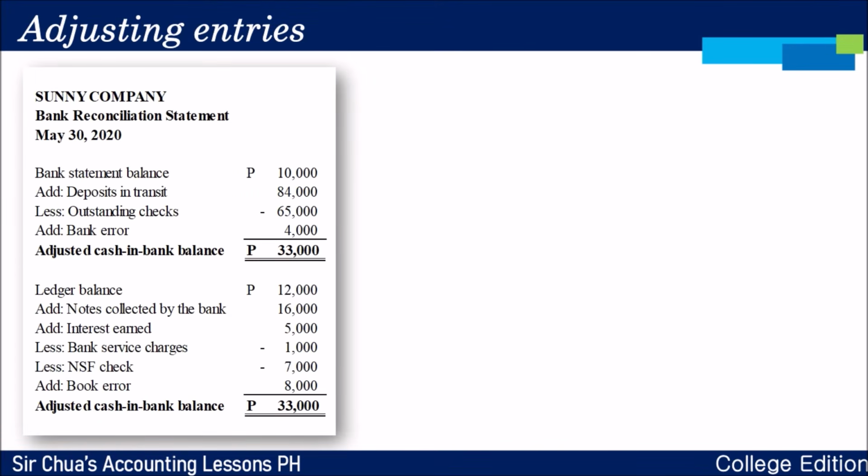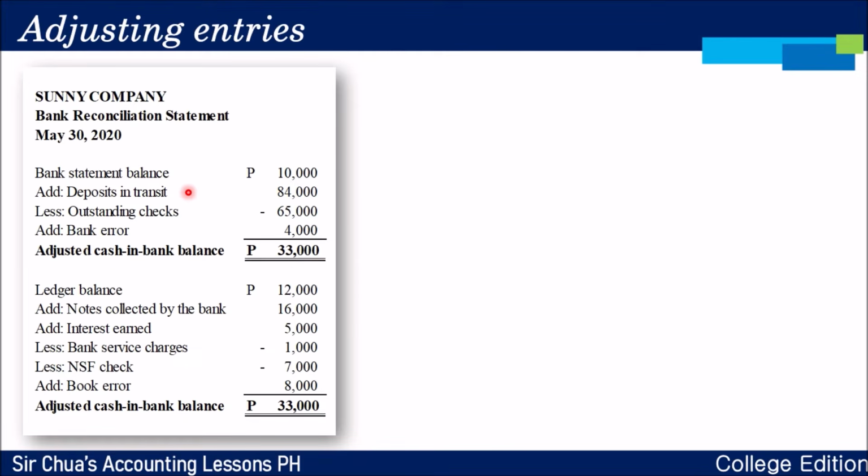Ang ating pong guidance sa adjusting entries ay manggagaling lang din po sa ating bank reconciliation statement. Okay, we don't need to do an adjusting entry for deposit in transit because the source for the information of your deposit in transit is actually the ledger, because you don't know that you have a deposit in transit unless you look into the bank statement, 'di ba?